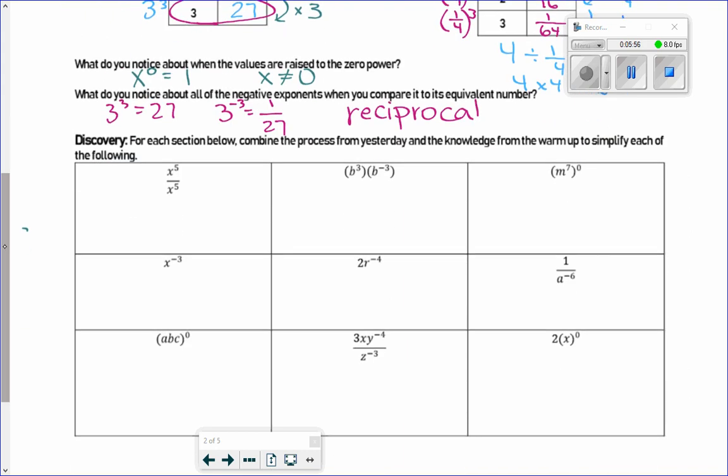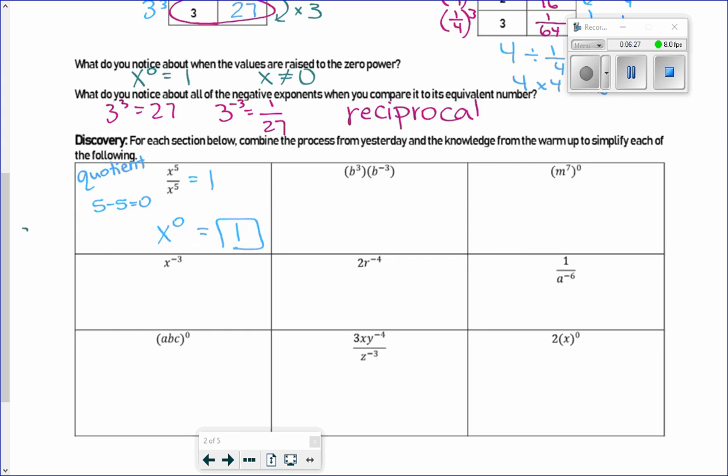Okay, so right here, we're going to apply some of the rules we learned yesterday and then some of the rules we're learning today. So this is an example of a quotient of powers. And when it's a quotient of powers, what do we do with our exponents? Subtract them. So we would do 5 minus 5, which is what? 0. So this is the same thing as x to the power of 0. And anything to the power of 0 is what? 1. But it makes sense because a number divided by itself is 1.